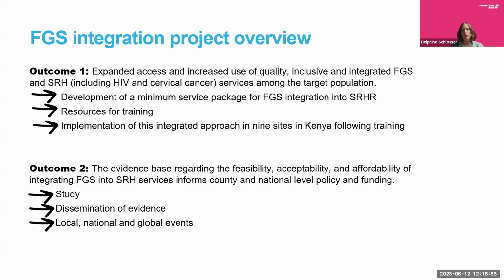And then our second outcome was about knowledge generation and dissemination. So outcome 2 was the evidence base regarding the feasibility, acceptability, and affordability of integrating FGS into SRHR services informs county and national level policy and funding. And that's very important because, as we've said, FGS remains quite misunderstood and under-researched and under-reported.